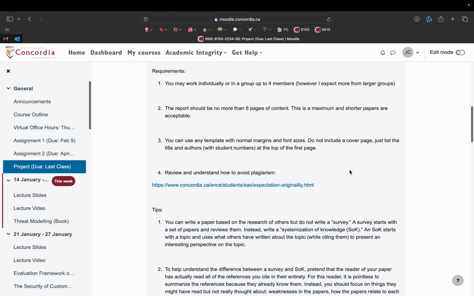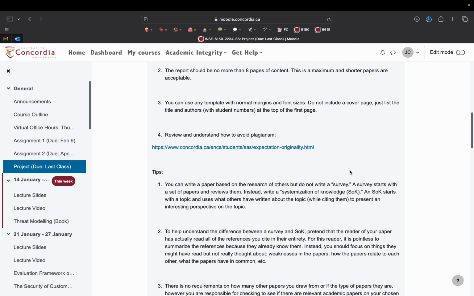Okay, the report should be no more than 8 pages of content. It can be less if you want. And that doesn't matter if you're 1 person or 4 people, okay? This is the way academic research works. If you have a conference, there's always a page limit. You can have 20 people doing a huge thing, and you can have 1 person doing 1 report on 1 thing, and the page limit's always the same, okay?